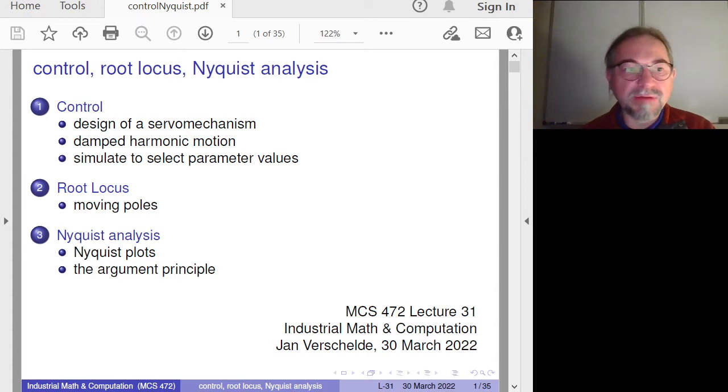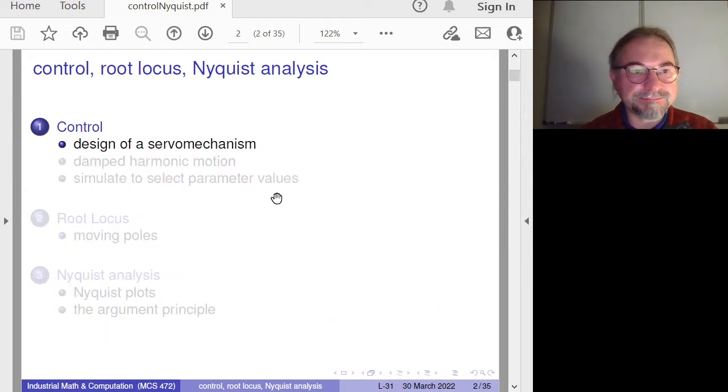In the second half we will see two techniques to examine the stability. So there is the root locus method, and then there is the Nyquist analysis. For both these techniques we will give examples. And I will conclude with two proposals for projects.